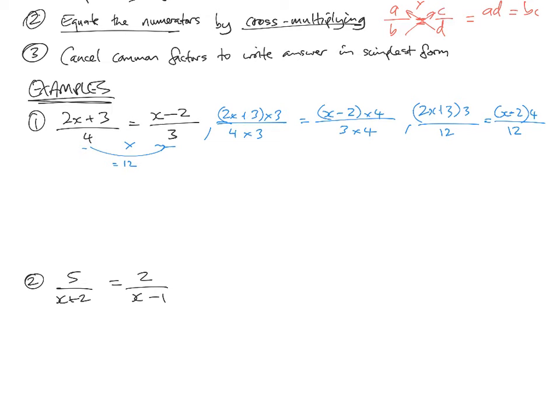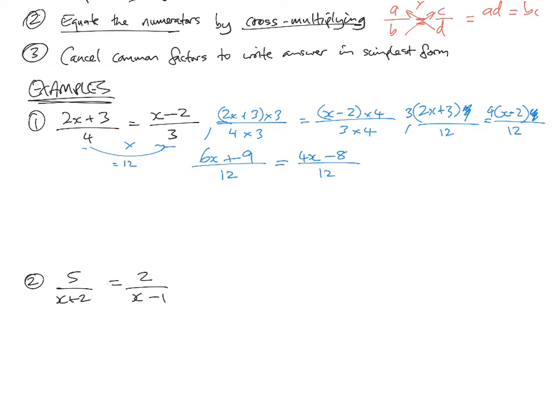Now we can expand brackets. So next line, 2x plus 3 in brackets times by 3. If you're not used to it, you may prefer to have the 3 on the other side of the bracket. Having it in front or behind the bracket doesn't make a difference. You're still timesing by 3. Same here. So expanding the brackets, 3 times by 2x is 6x. 3 times by 3 is 9. And that's over 12 is equal to 4 times by x is 4x. And 4 times by negative 2 is negative 8 over 12. So we've gotten rid of the brackets.